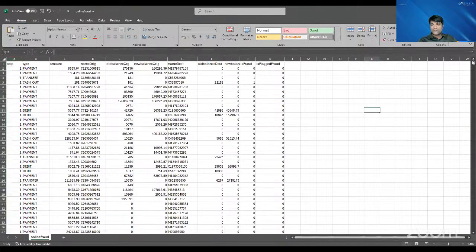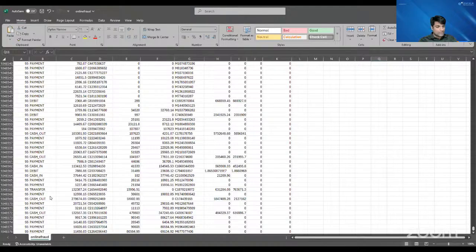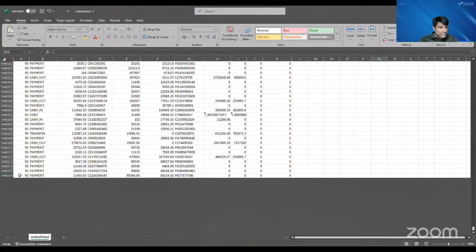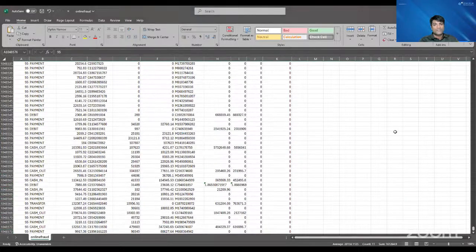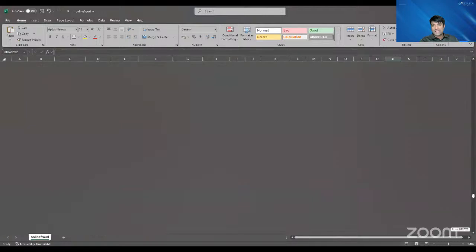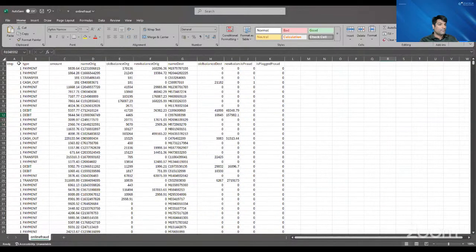Okay, it's not going down, I can pull it down. This has around units, tens, hundreds, thousands, something like that. Yeah, 10 lakh, I guess. So around 10 and a half lakh is the size of the data set here. Okay, so it's a huge data set. I think you can see the data set.